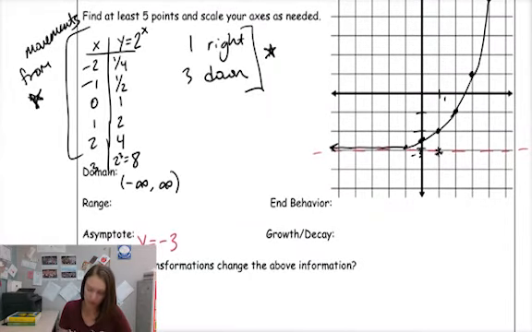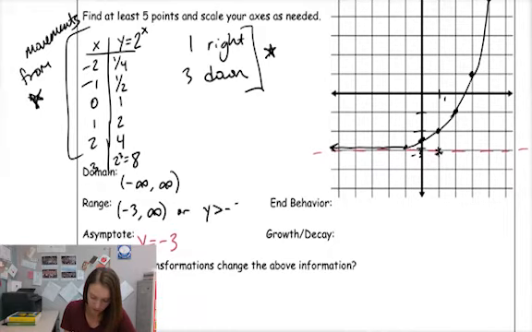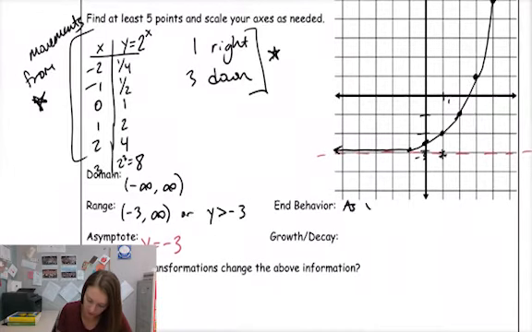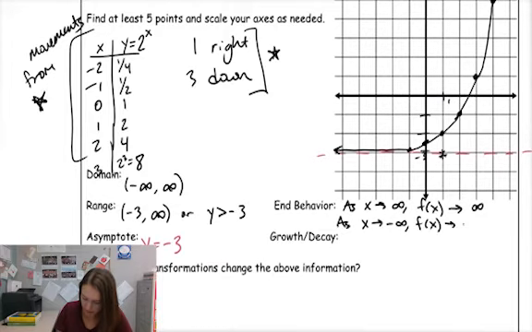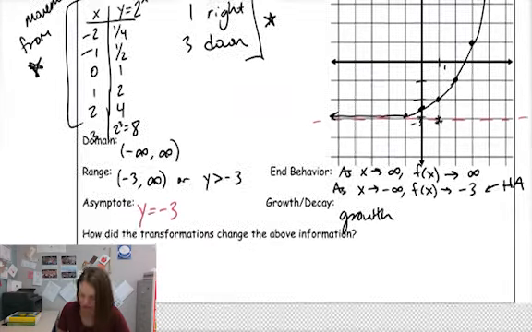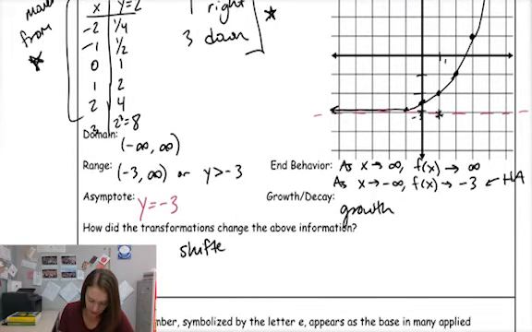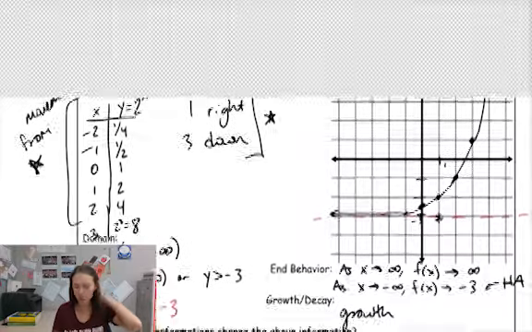It will be for any exponential function. My range now is from -3 to infinity, or you can write y is greater than -3. My end behavior as x approaches infinity, as we go to the right side of the graph, f of x approaches infinity. And as x approaches negative infinity, f of x approaches -3, our horizontal asymptote. This is a growth function. And how did the transformations change the above information? Well, they just shifted our 2 to the x 3 down and 1 to the right. So it's just a shift of that function.